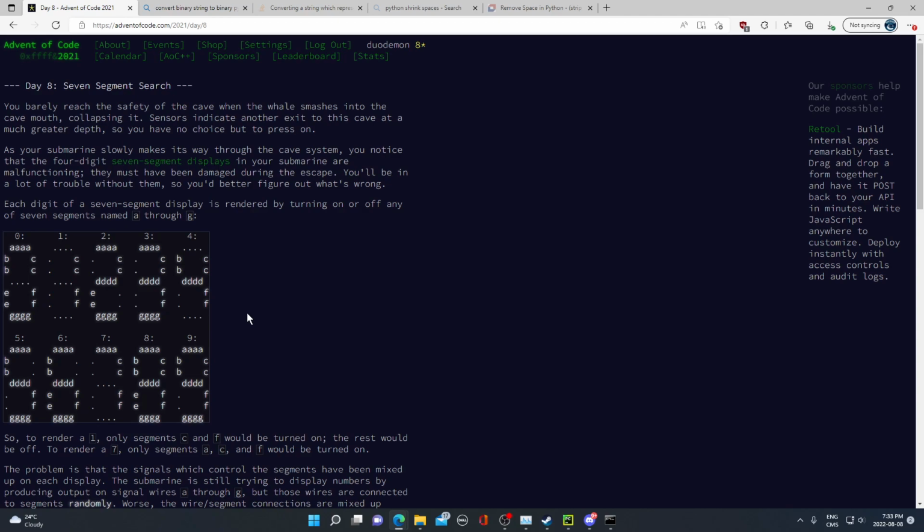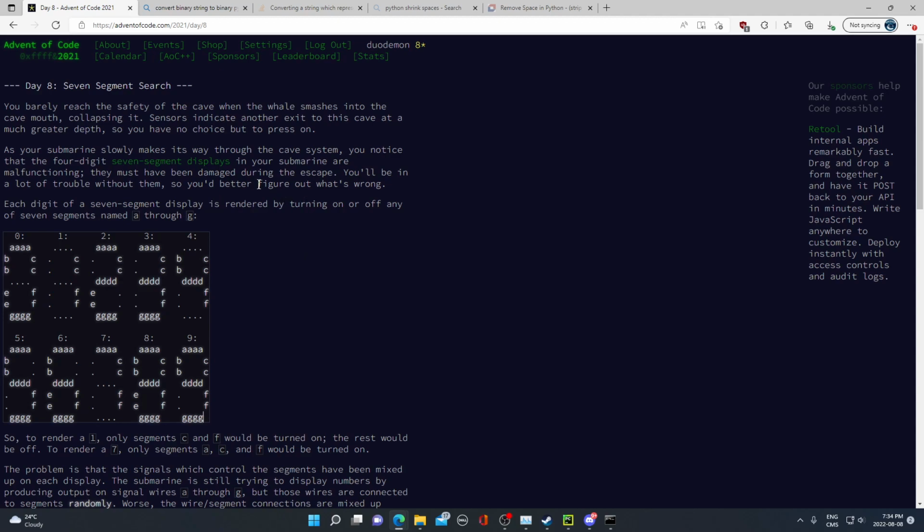You barely reach the safety of the cave when the whale smashes into the cave mouth, collapsing it. Sensors indicate another exit to this cave at a much greater depth, so you have no choice but to press on. As your submarine slowly makes its way through the cave system, you notice that the 4-digit 7-segment displays, okay, I know what these are, in your submarine are malfunctioning. They must have been damaged during the escape. You'll be in a lot of trouble without them, so you'd better figure out what's wrong.